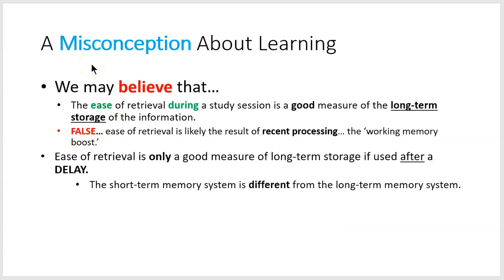So lots of students suffer from a misconception about learning. We may believe that the ease of retrieval during a study session is a good measure of the long-term storage of the information. And that might be false. Ease of retrieval is likely the result of recent processing, what I was calling the working memory boost. Ease of retrieval is only a good measure of the long-term storage if used after a delay, especially sleep. The short-term memory system is different from the long-term memory system. We need to know this to be effective learners. We don't want to mistake the gains from a short-term memory boost, the working memory boost, for having strong long-term memories.